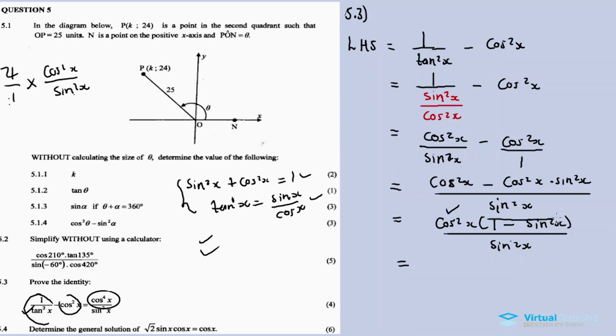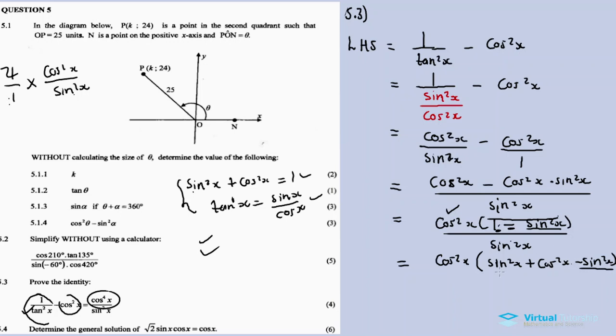So this 1 minus sine squared x, it's also an identity, or let me say this one is an identity. Bracket 1 is an identity. 1 is equal to sine squared x plus cos squared x. Minus sine squared x, we are left with this.